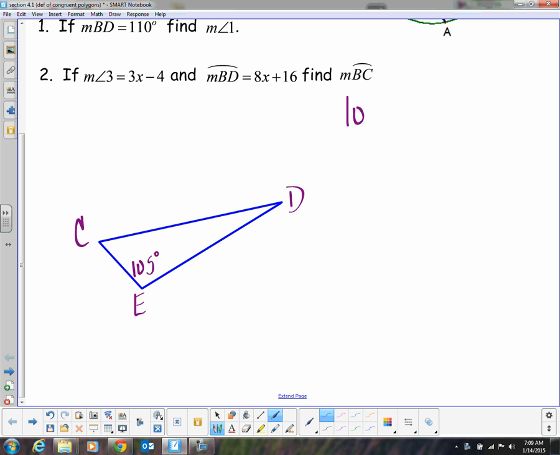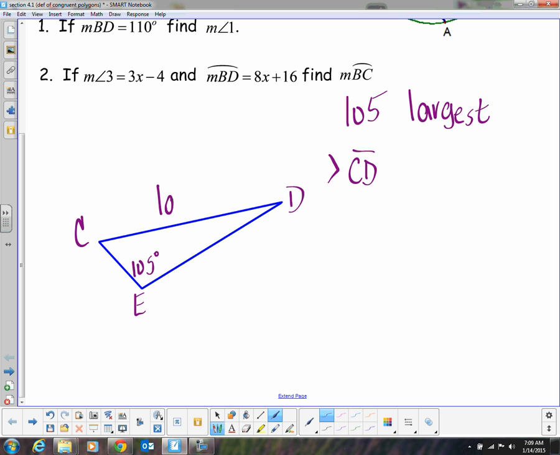So 105 is the largest because can you have more than one obtuse? So what's your largest side? CD. Opposite E is the largest side, which is CD. What did they say? From smallest to largest. So we know that's going to be there.